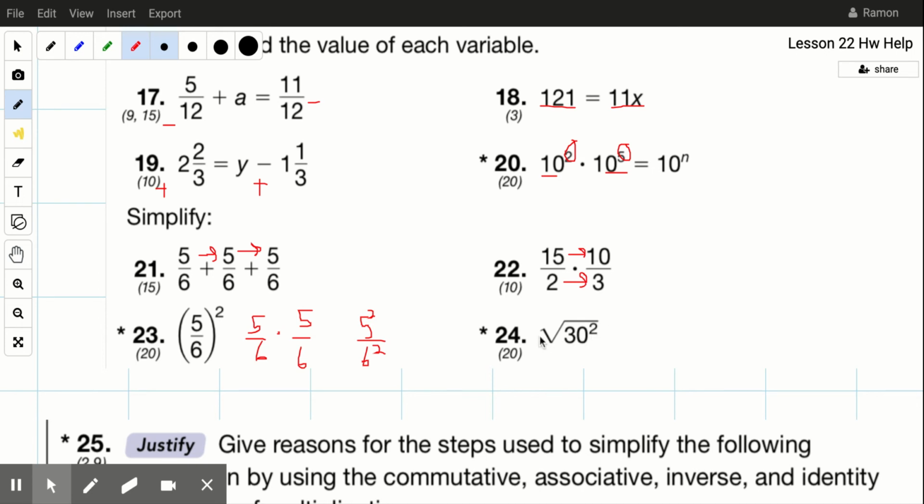24, we have the square root of 30 squared. So you could do 30 squared and find the square root of that. Or recognize that roots and powers are inverse operations and cancel each other out, leaving you with the number underneath.